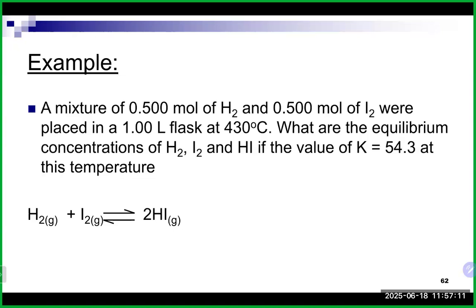All right. So we did one, so it seems like it's your turn. Why don't you give it a go here? We have this reaction: a mixture of 0.5 moles of H2 and 0.5 moles of I2 are placed in a 1 liter flask. What are the equilibrium concentrations if the equilibrium constant value is 54.3? Take a few moments, work it out, see what you come up with.